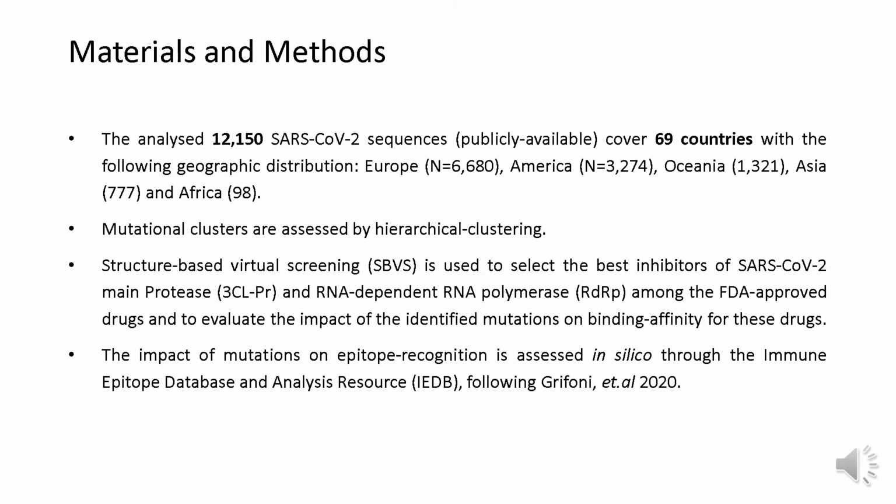Hierarchical clustering analysis was carried out to assess mutational clusters. Structural-based virtual screening was used to select the best inhibitors of SARS-CoV-2 main protease and polymerase among the FDA-approved drugs and to evaluate the impact of the identified mutations on binding affinity for these drugs. In silico prediction models were also used to assess the impact of mutation on epitope recognition.